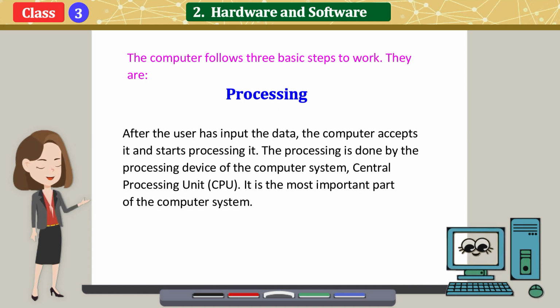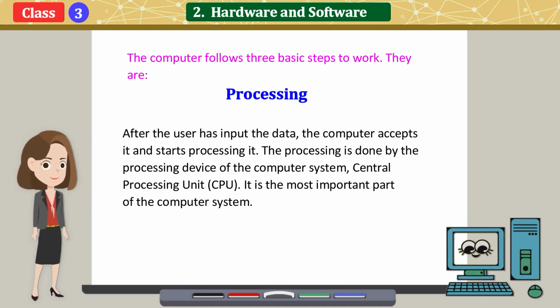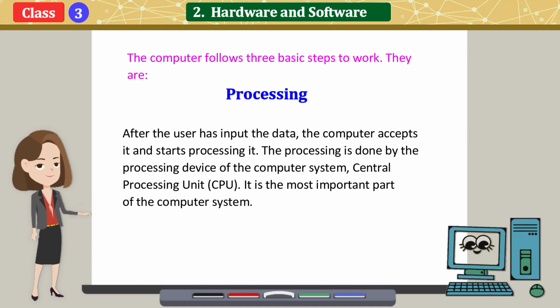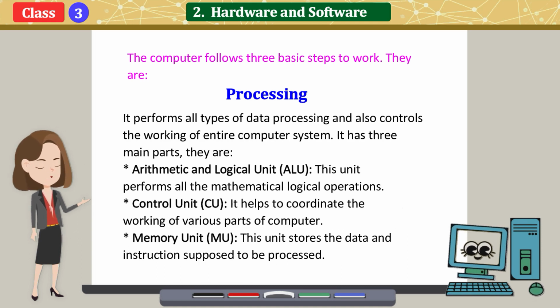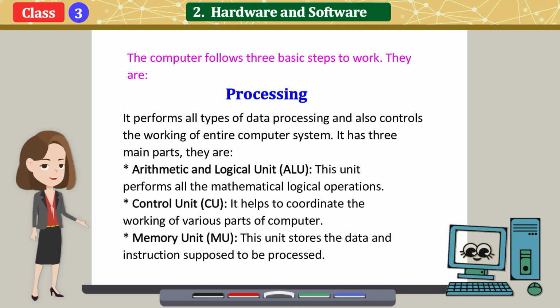Processing. After the user has input the data, the computer accepts it and starts processing it. The processing is done by the processing device of the computer system, central processing unit. It is the most important part of the computer system. It performs all types of data processing and also controls the working of entire computer system. It has three main parts.